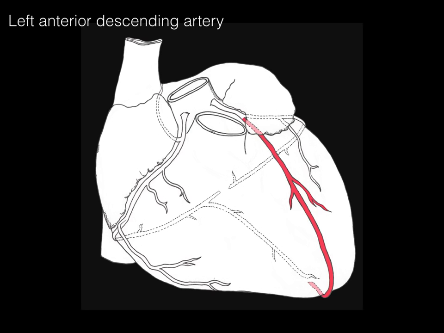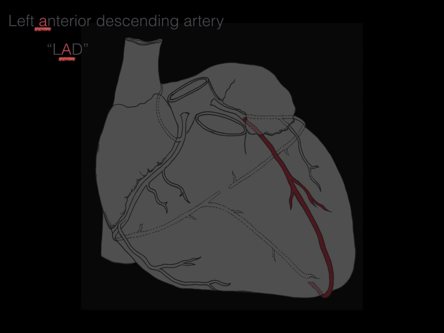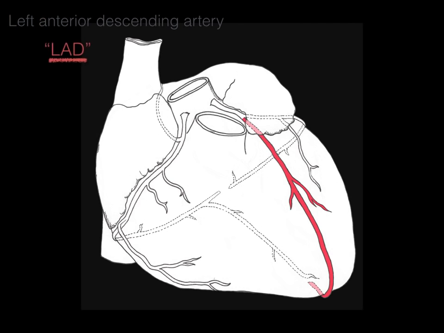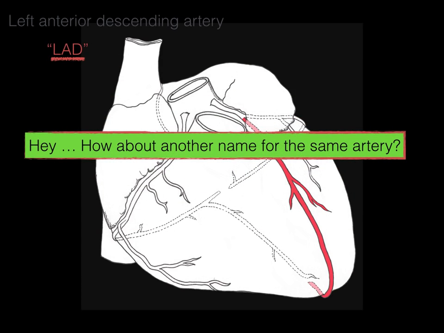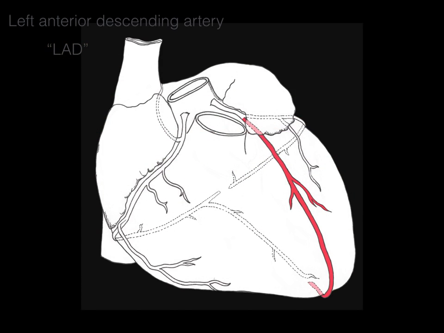Now, another way we call the left anterior descending is LAD. L for left, A for anterior, D for descending. And so the LAD is how most people will know it by. But hey, how about another name for the same artery, because those two are not enough.